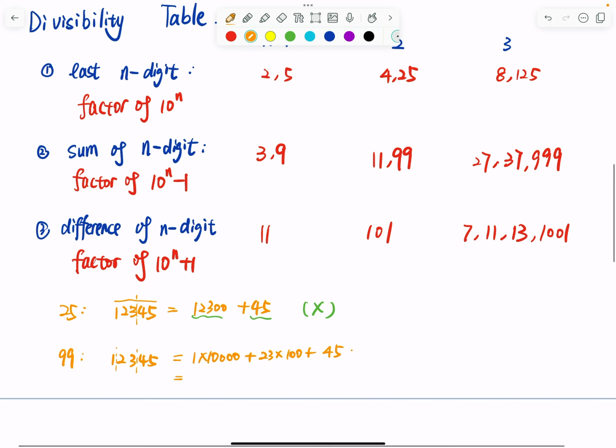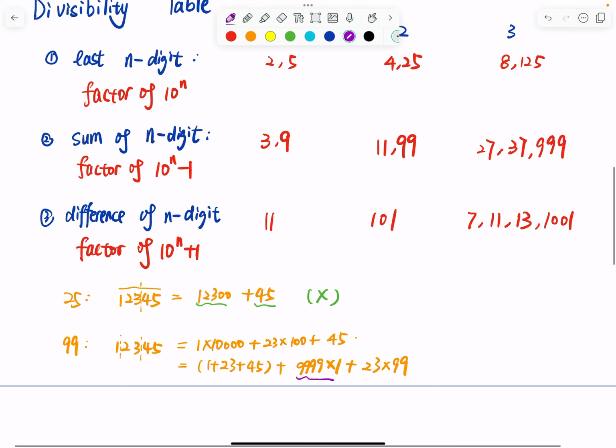So we can take out this 1 plus 23 plus 45, then we plus 9999 times 1 plus 23 times 99. So that means this part must be the multiple of 99. This 123 times 99 is also a multiple of 99. So we just need to determine whether 1 plus 23 plus 45 is a multiple of 99. Obviously not. So this one cannot be exactly divided by 99.